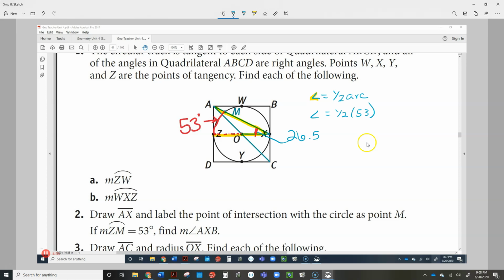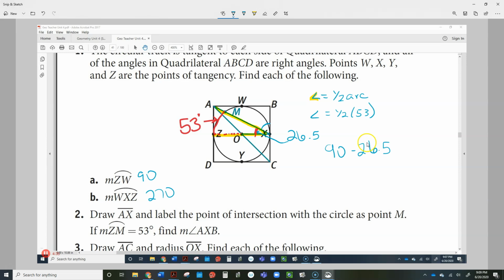Now, I hope that you're saying that's not what they asked us to find. They wanted us to find AXB. They want us to find this angle. Well, since OX is a radius and this BC right here is a tangent, angle OXB is a right angle. So 90 minus 26.5, the one that I could find easily because of that arc, is going to give me the measure of angle AXB. So 90 minus 26.5, and I get 63.5.